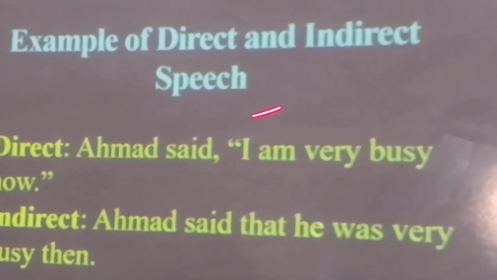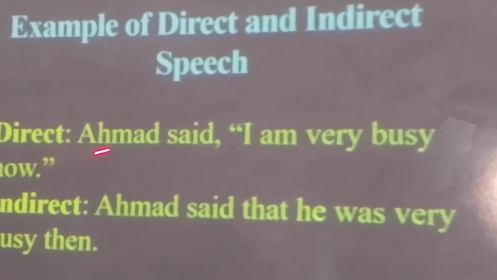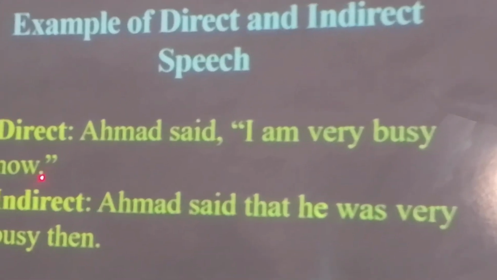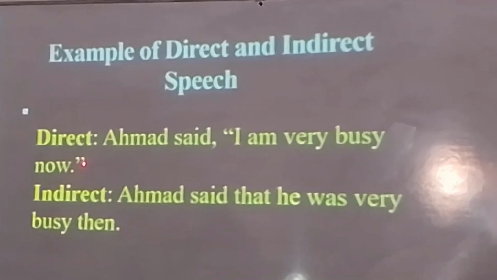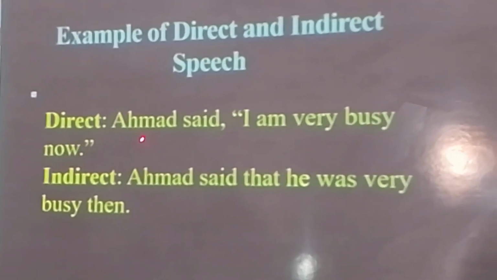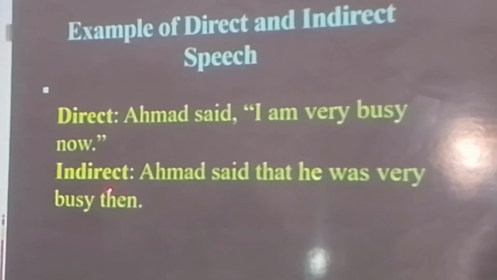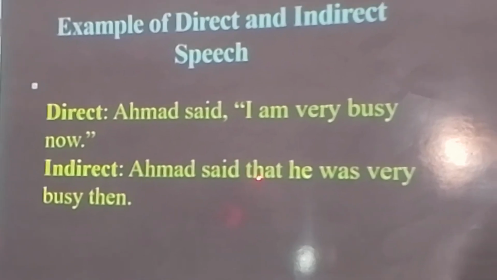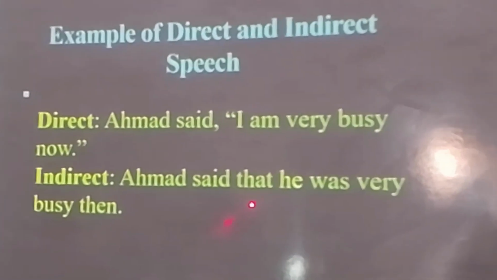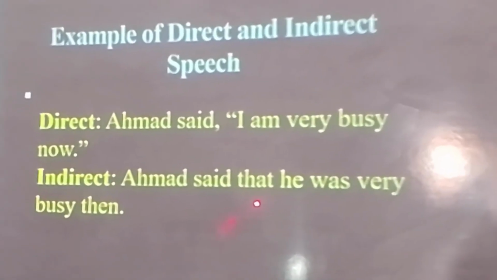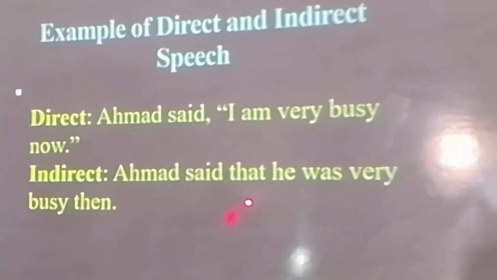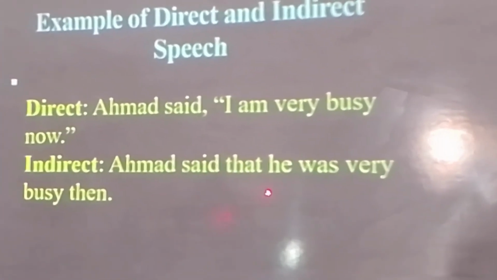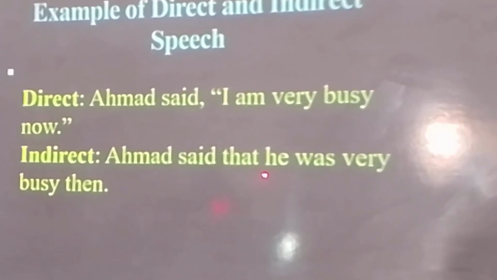Example of direct and indirect speech. For example, Ahmed said, "I'm very busy now." And there is the indirect speech of it. Ahmed said that. Why that? To remove the inverted commas. Why he instead of I? Because I is replaced with Ahmed. Ahmed means he. Clear? Ahmed is a third person.